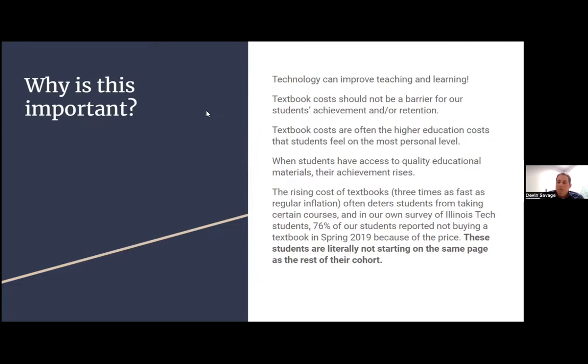Access to textbooks, and even before that was just simply not buying required textbooks, not recommended textbooks, actual required texts for the class that they just wouldn't buy. And if you think about the sort of impact that has with students literally not starting on the same page as the rest of their cohort, and how that affects certain students, you can begin to see the enormous advantages in equity and efficiency that using OERs might gain.